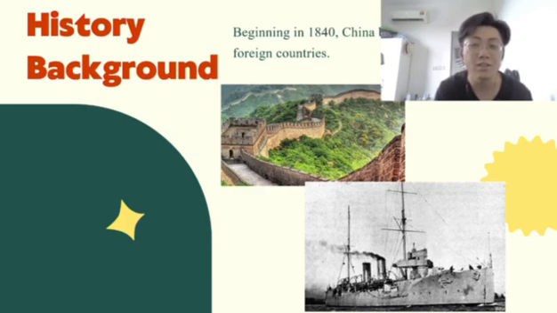Beginning in the 1840s, China began to be invaded by foreign countries. We can see two pictures. The first one is the Great Wall. The other one is a battleship. The Great Wall was built to defend against invasion by the northern nomadic nations, and the fleet was set up by the Qing dynasty to protect China's sea.